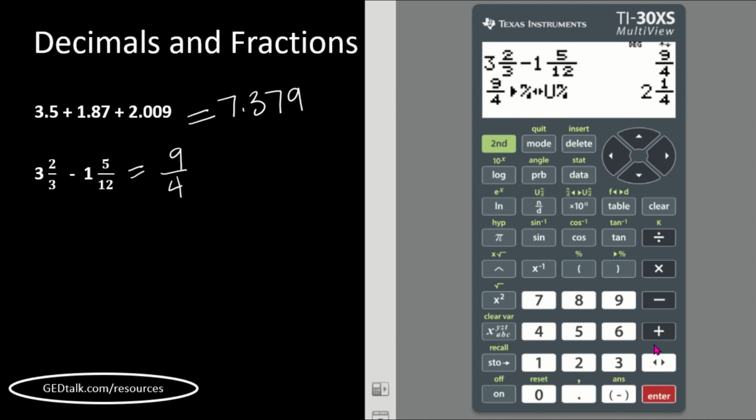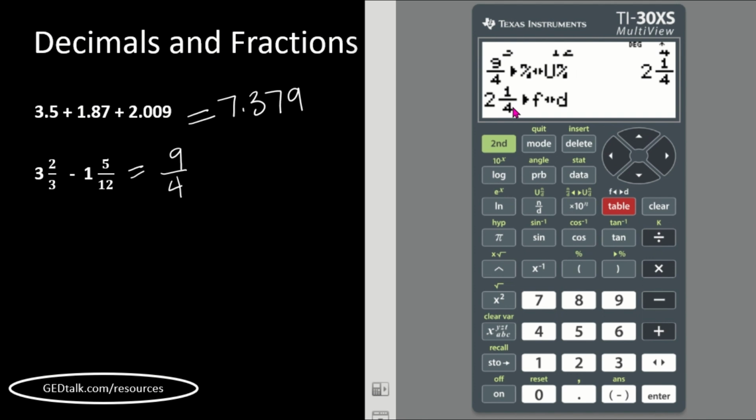In addition to the toggle key that's in the bottom right-hand corner, some of you might have noticed that in the third row, fourth column over in green, we have F and then the toggle key for D. And folks, it does the same thing. If I hit the second key and click on this key, it's going to give me the decimal equivalent of this fraction, and it's 2.25 like we saw. So let's move on to the next problem.